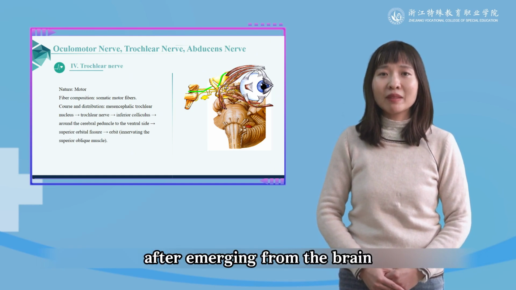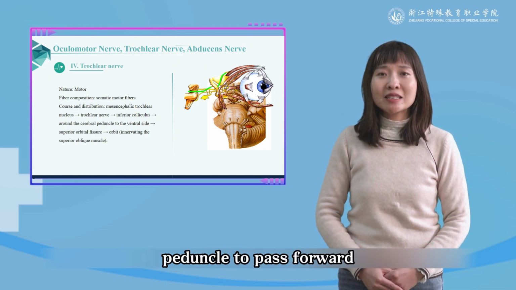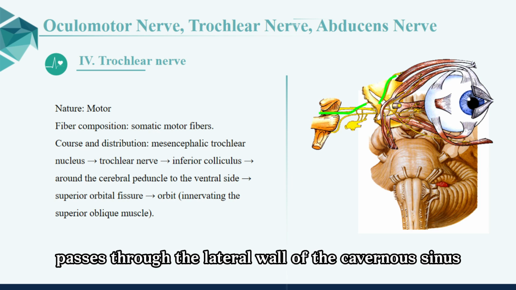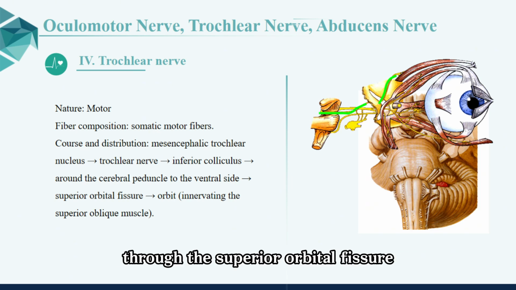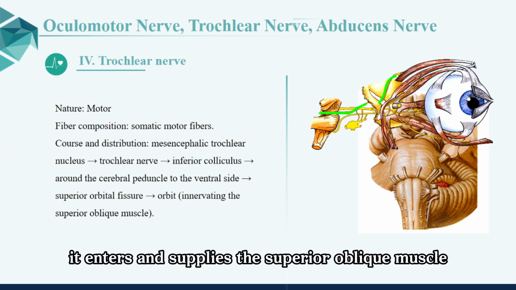After emerging from the brain, it winds around the lateral side of the cerebral peduncle to pass forward. It also passes through the lateral wall of the cavernous sinus. It moves forward and enters the orbit through the superior orbital fissure. It passes over the superior rectus and levator palpebrae superioris muscles and runs anteromedially. It enters and supplies the superior oblique muscle.